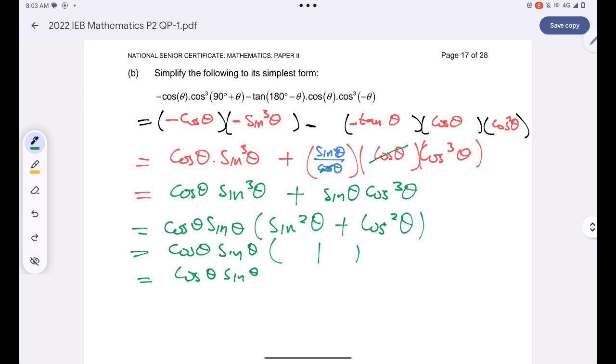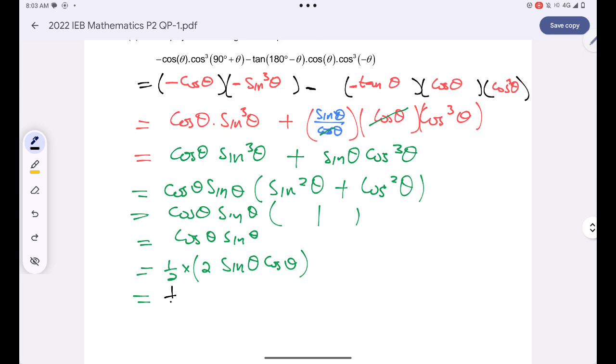I can leave it like this, but if I want to have one trig ratio, I can just multiply this number by 1. Whenever you multiply a number by 1, there's nothing you are changing. How can I multiply this number by 1? I can simply say 1 over 2 multiplied by 2 sine theta cos theta. There's nothing that I've changed here because this can cancel with this thing. Are you together? So I've just multiplied the number by 1. There's nothing new that I've added.